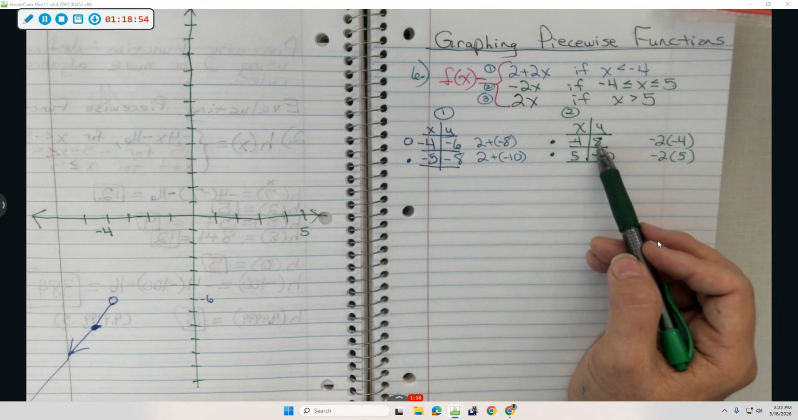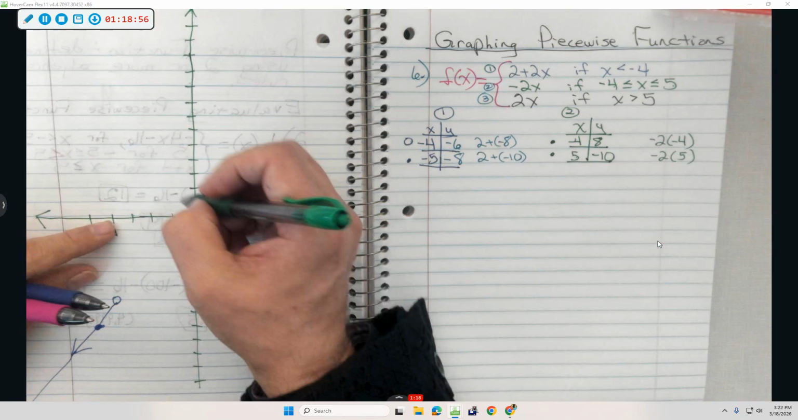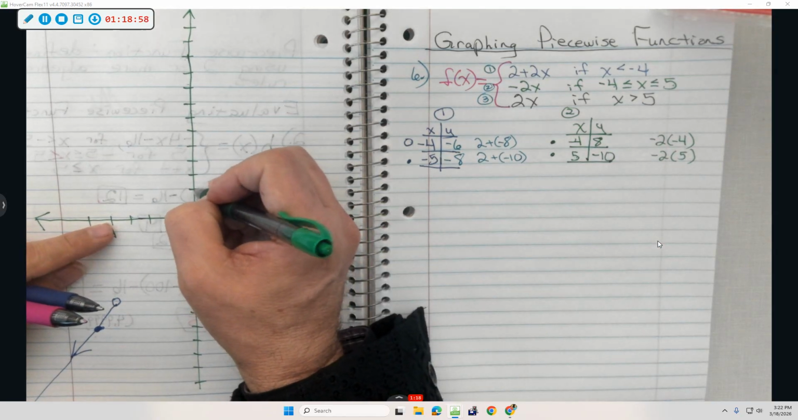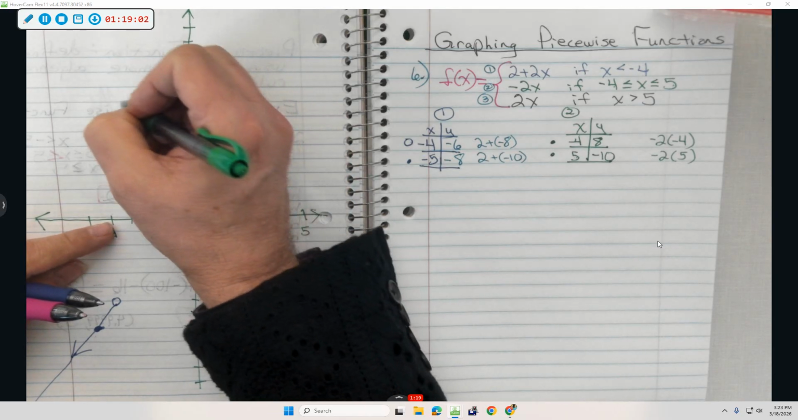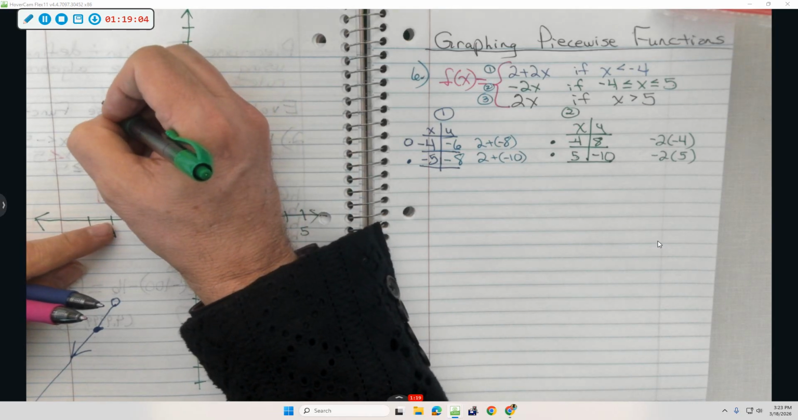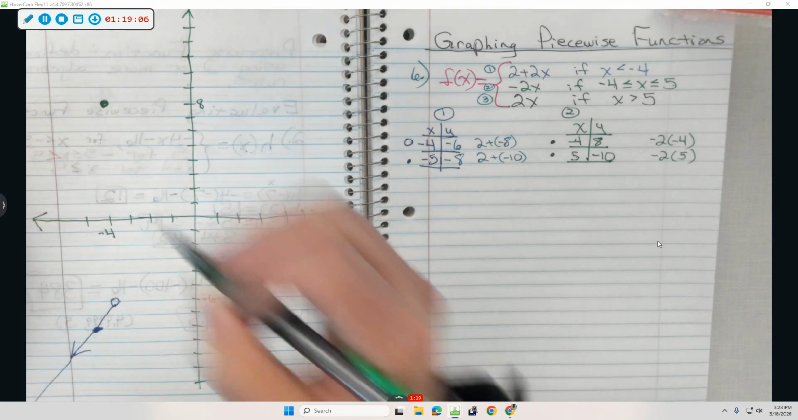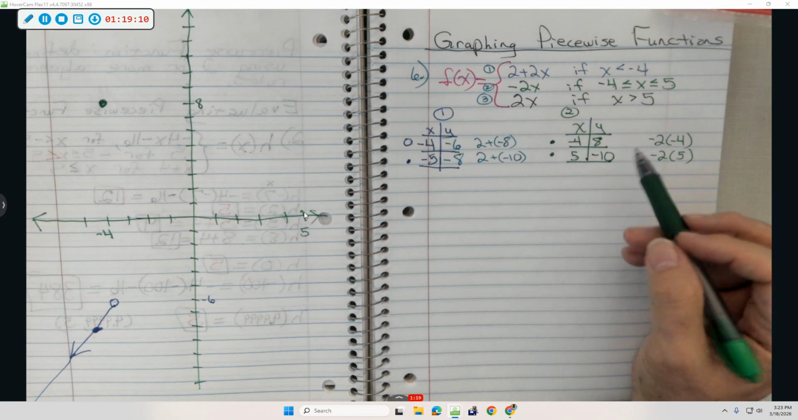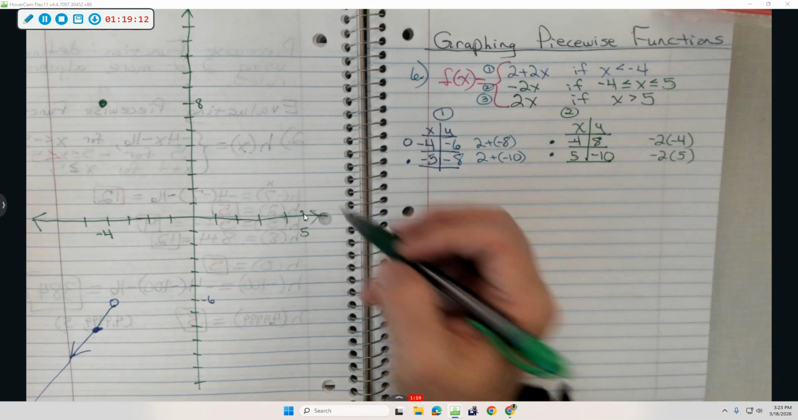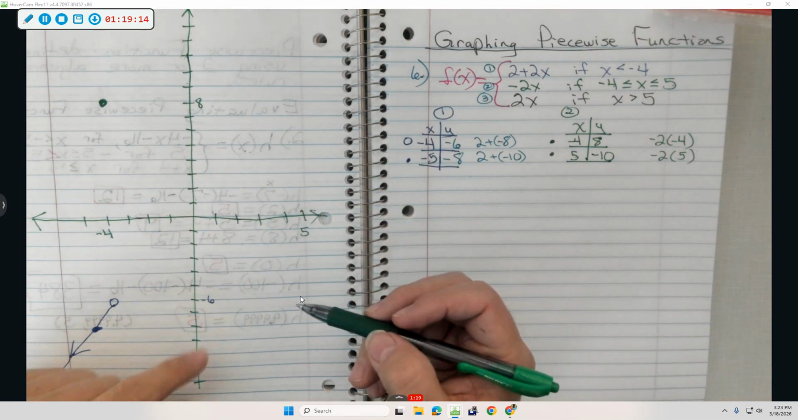So at -4, positive 8, left 4, up 8. 1, 2, 3, 4, 5, 6, 7, 8. So right out there we have a closed dot. And then 5, negative 10. Right 5, down 10.